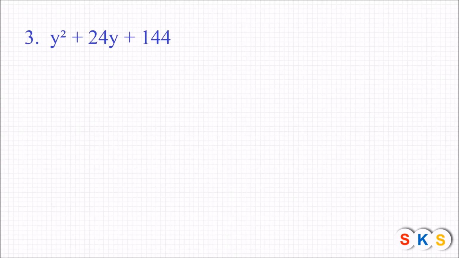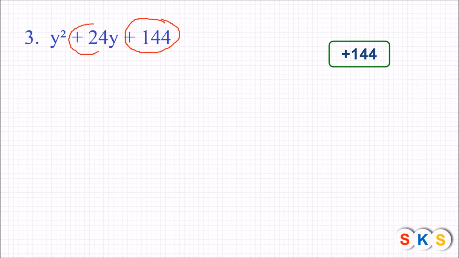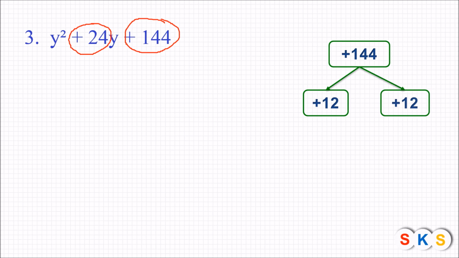Question number 3: y square plus 24y plus 144. Look at the last term of this question. It's plus 144. Now we are going to find two numbers such that when you multiply them, you get plus 144, and when you add them, you get plus 24. Those two numbers are plus 12 and plus 12. Correct? If I multiply plus 12 with plus 12, I get plus 144, and if I add plus 12 with plus 12, I get plus 24.